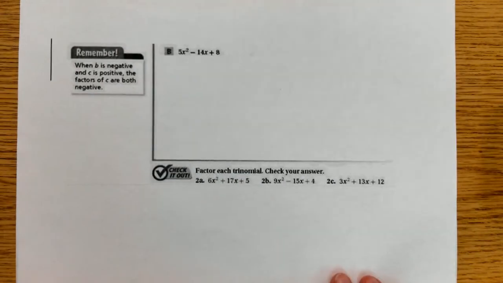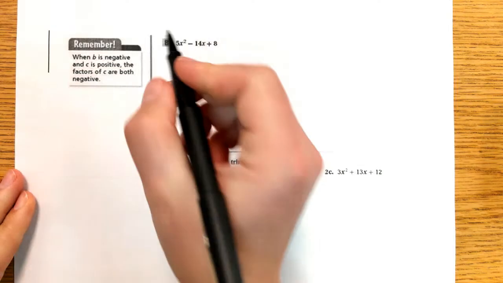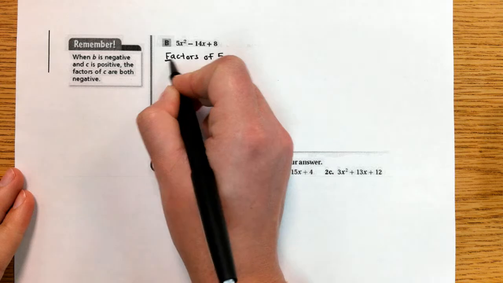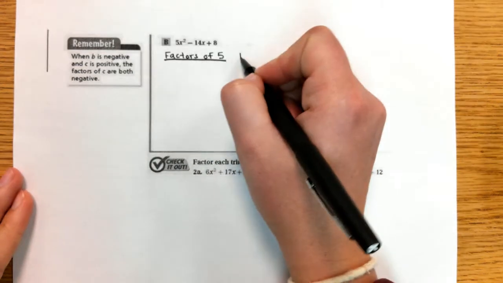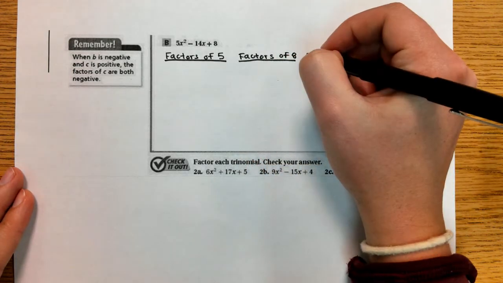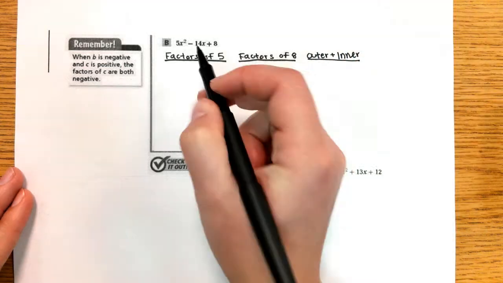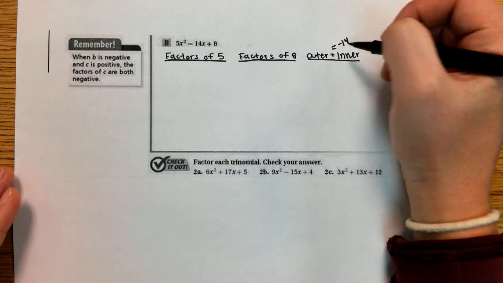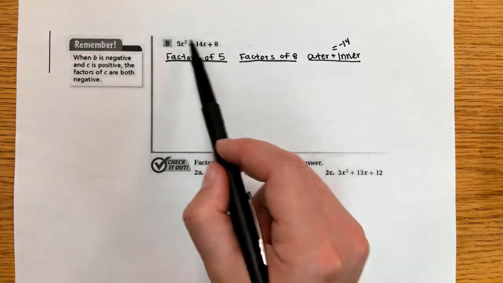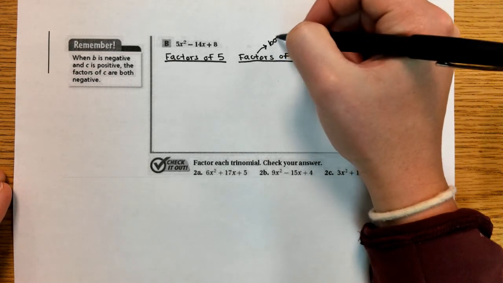So now we're going to go ahead and look at part B. Okay, we have 5x squared minus 14x plus 8. So we're going to start with factors of 5, and then factors of 8, and then we're going to have our outer plus our inner. And our outer plus our inner, we want to be negative 14 this time. Now, remember, in the last lesson, we talked about when we have a positive C term and a negative B term, that means our factors for this 8 are going to have to be both negative.